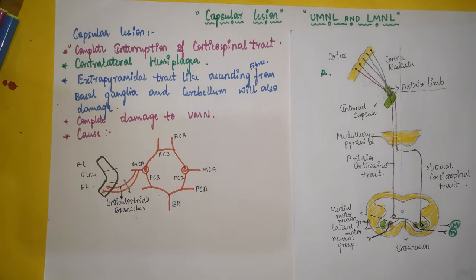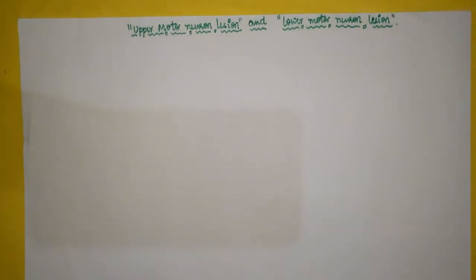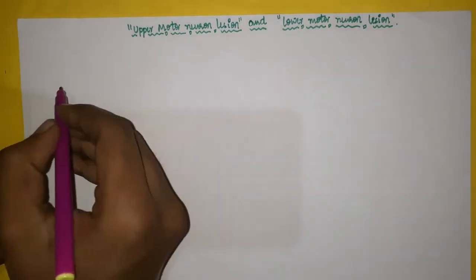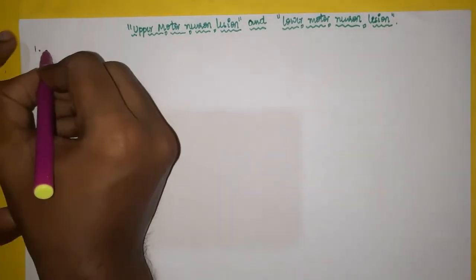Now I will discuss the upper motor neuron lesion and lower motor neuron lesion. I will discuss the features of both simultaneously, okay, so that you can compare both of them. Now first point, muscle size.